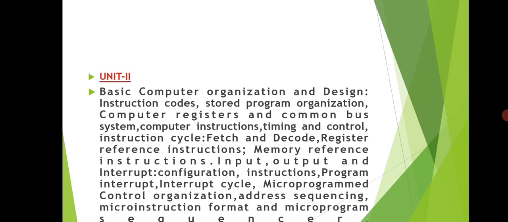Later on we come to the next part of our second unit, which is nothing but microprogrammed control organization. What is address sequencing, what is micro instruction format, and the next one is the microprogram sequencer. So basically the first part of your second unit deals with the computer organization design part. In the second part, we will see microprogrammed control organization. The first part is on the stored program organization. The second part is nothing but microprogrammed control organization.